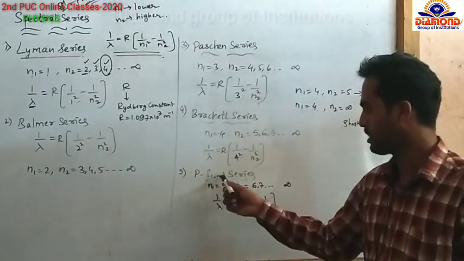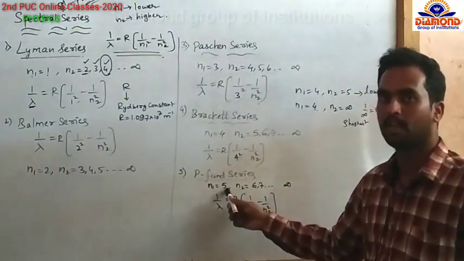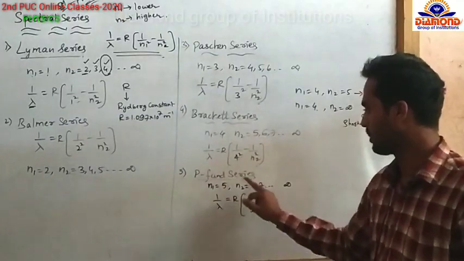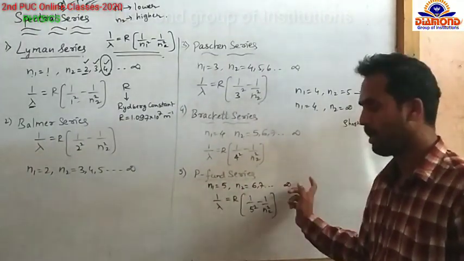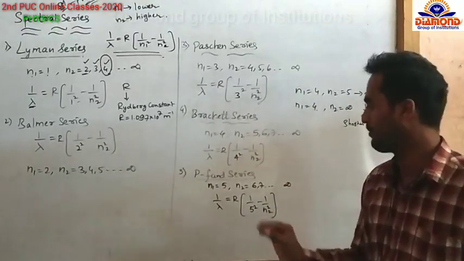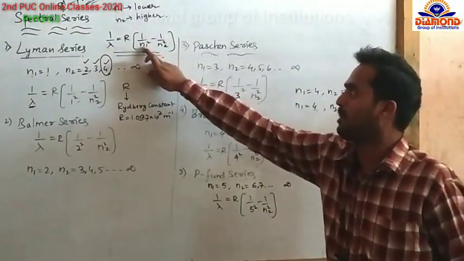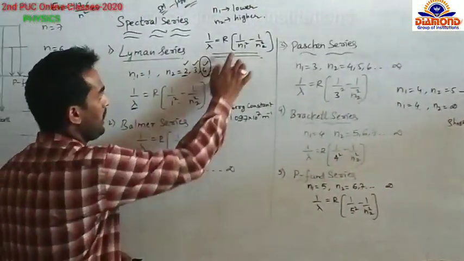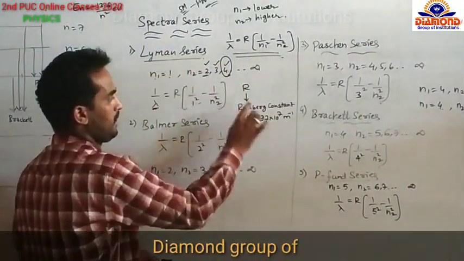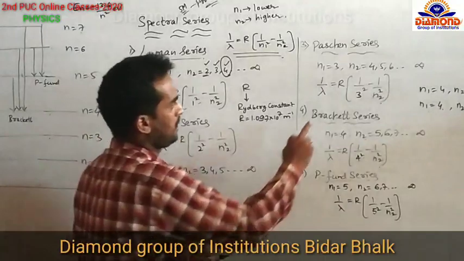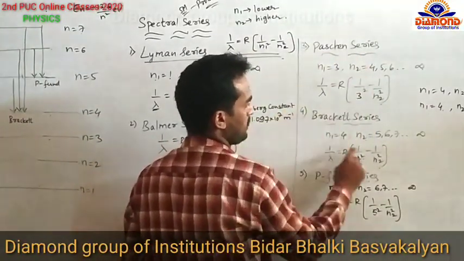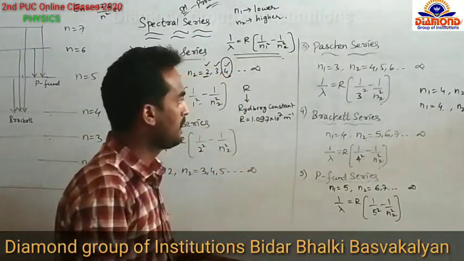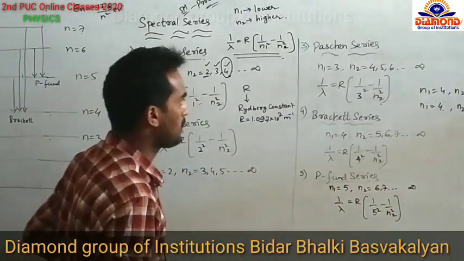Now see the last series, that is Pfund series. Minimum value is 5, that is n1 equal to 5. So the electron is jumping from 6th to 5th, 7th to 5th, 8th to 5th, 10th to 5th, infinity to 5th. That means the lower orbit itself is 5. So that's why in place of n1, 5 is fixed. See once again, n1 is 1 for Lyman series, n1 is 2 for Balmer series, n1 is 3 for Paschen series, n1 is 4 for Brackett series, n1 is 5 for Pfund series. Like that, easily you can remember the n1 and n2 values.